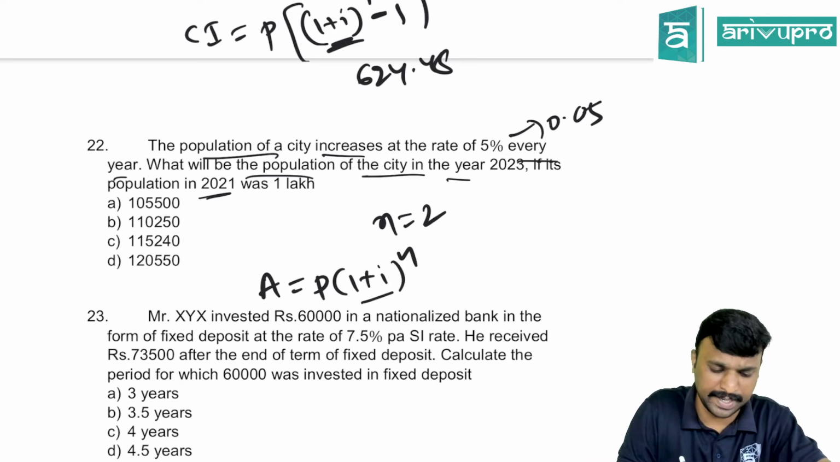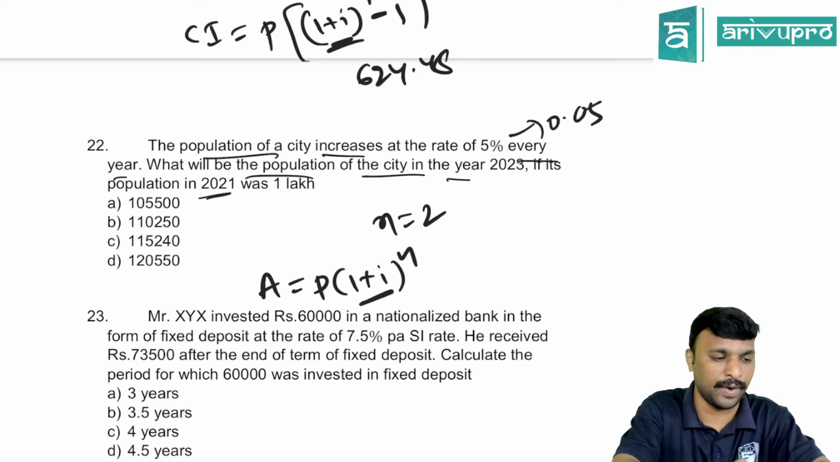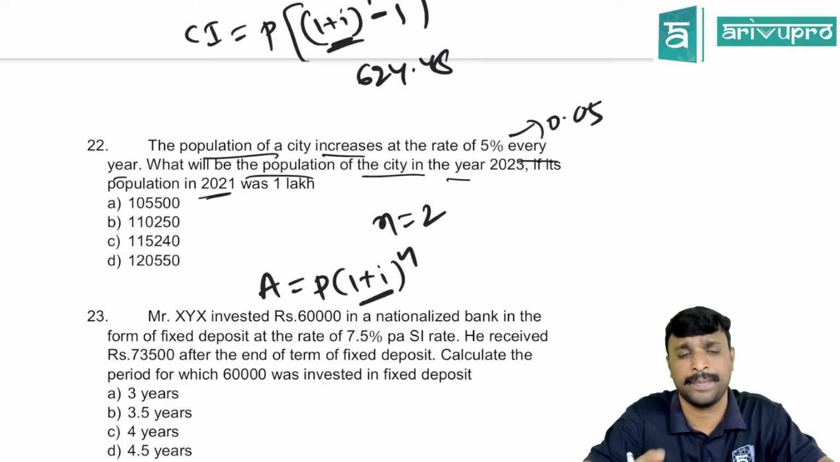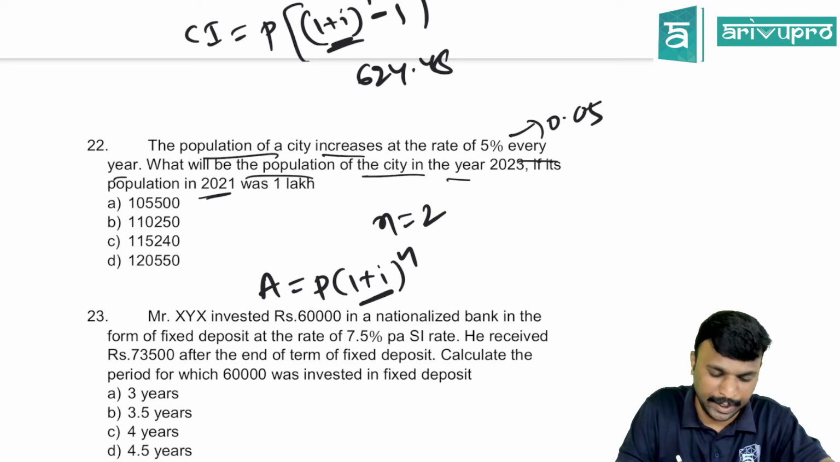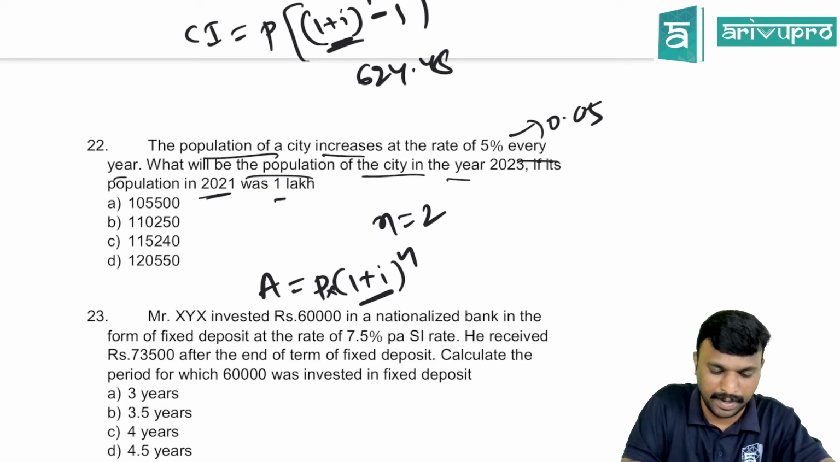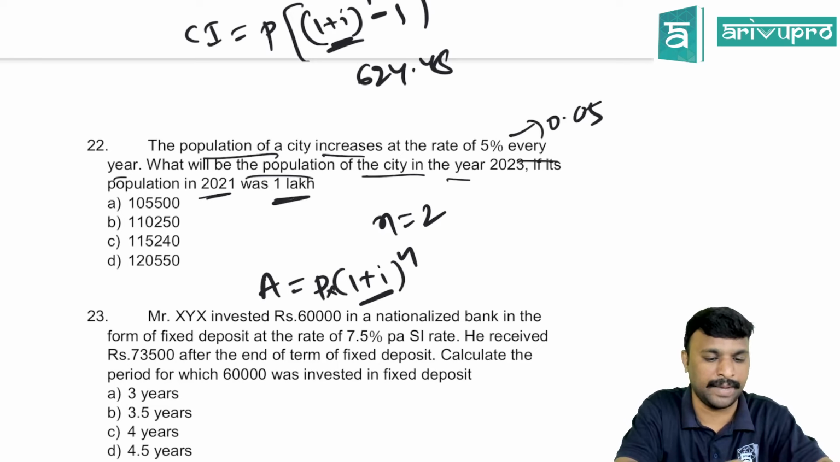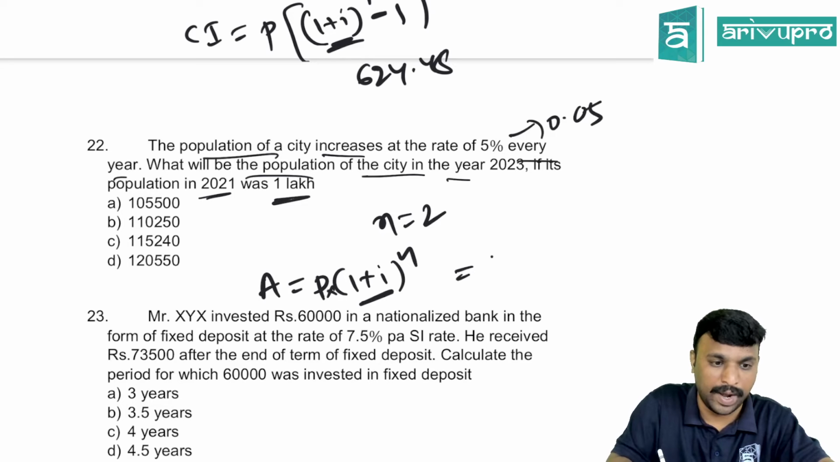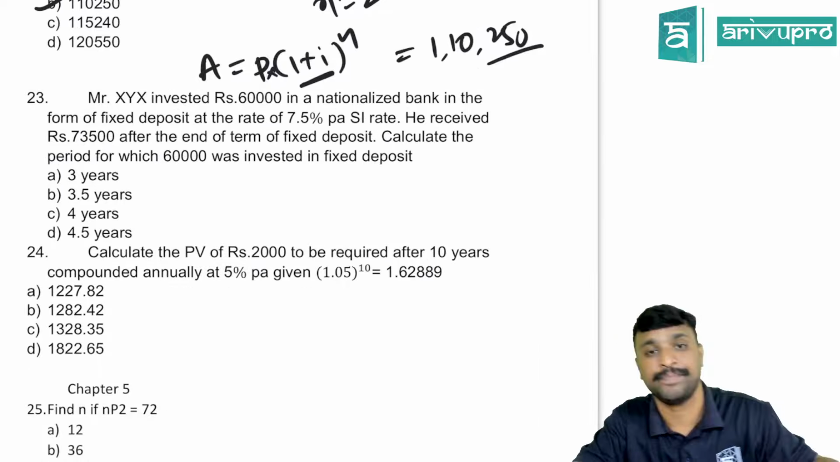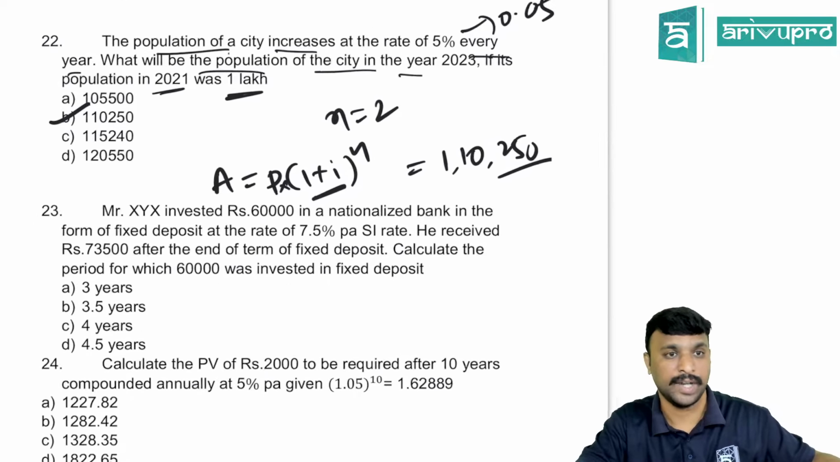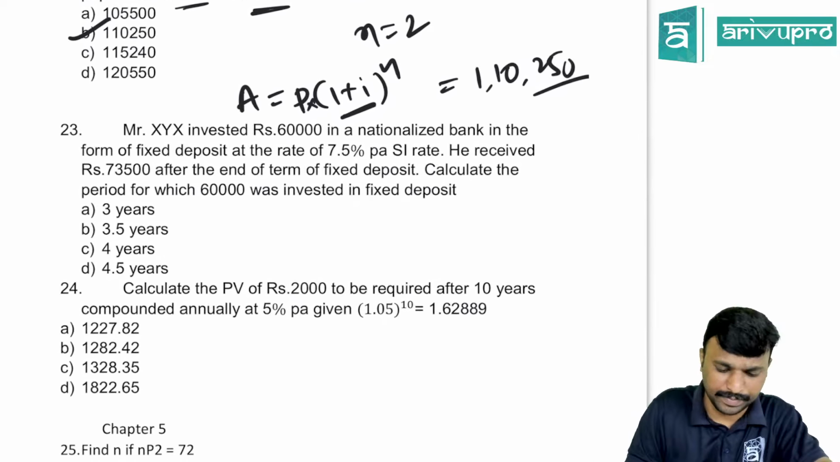So what is 1 plus I, guys? 1 plus I is 1.05, because 5% is the rate of interest. 5% is 0.05 plus 1 is 1.05. Raise the power to 2. Press into, press equal for squaring into the principal. What is the principal? 1 lakh. So type 1 lakh. You get the answer 1,10,250. So option B is the right answer. Is that clear? So let's move on to the question number 23.